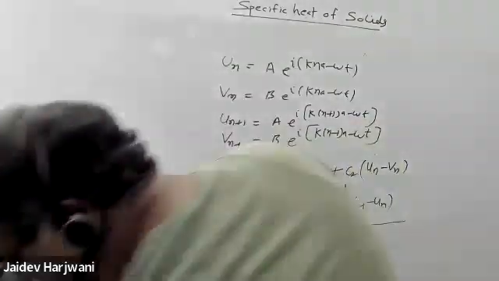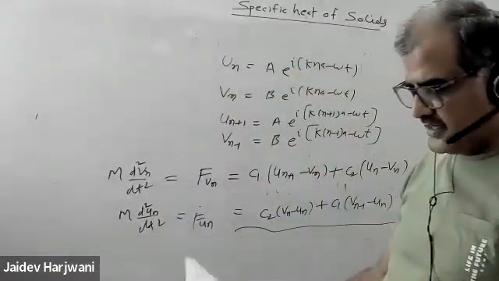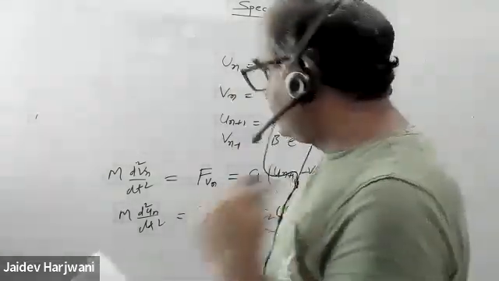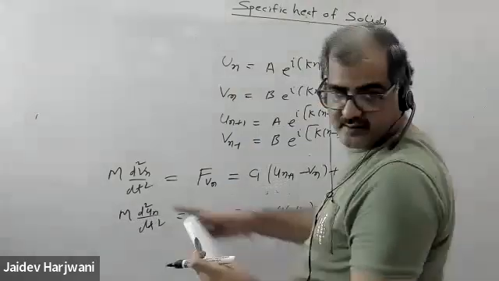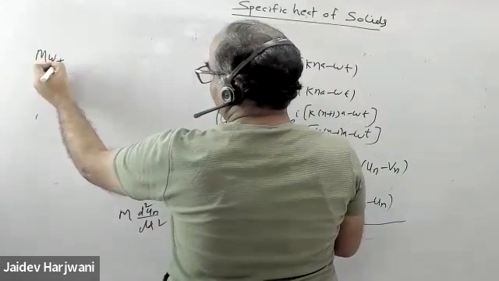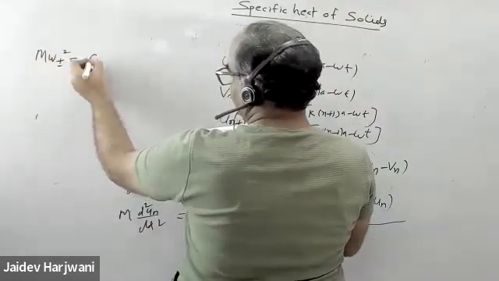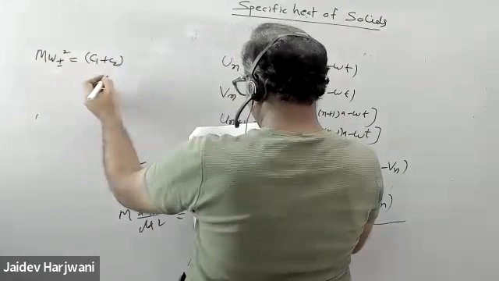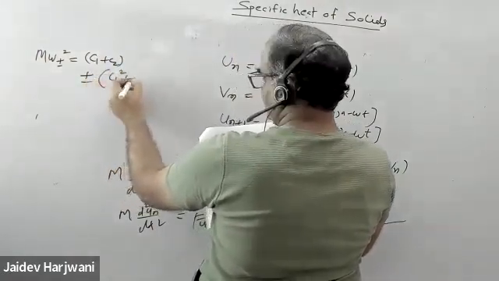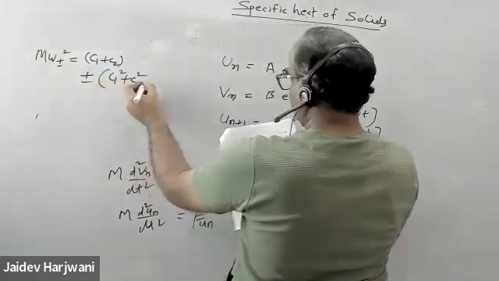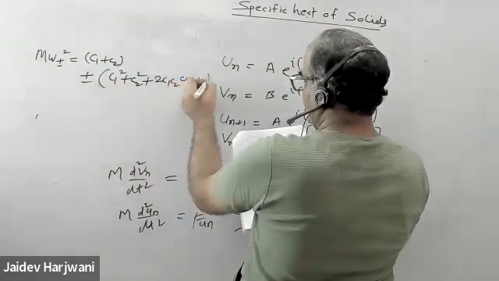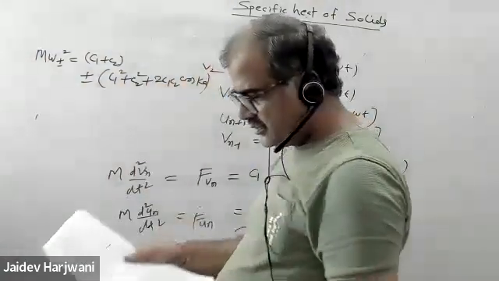So I'm writing the answer here. You tell me whether you are getting this answer or not. First, note down this value. The answer should come: m ω² = (c1 + c2) ± sqrt(c1² + c2² + 2 c1 c2 cos ka), to the power half. This should come. Solve it.